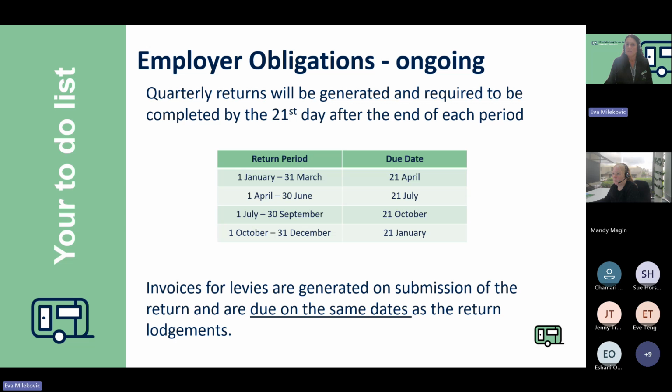So once you're set up, registered and your eligible workers are uploaded, your main ongoing task is to complete a quarterly return. These returns are pretty straightforward. They're generated automatically in the employer portal and are due by the 21st day after each quarter. So for example, the January to March return is due on the 21st of April. The same pattern continues throughout the year. When you submit your return, the system will automatically generate an invoice for the levy. That invoice is due on the same day as the return, so you can complete both in one go.